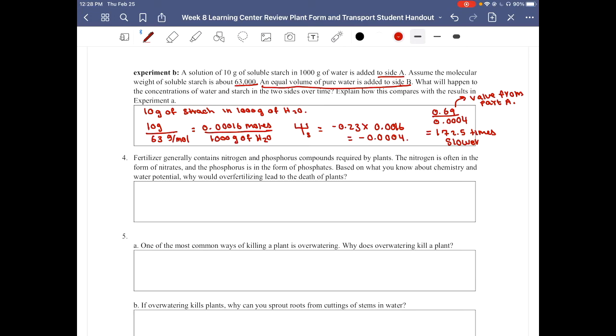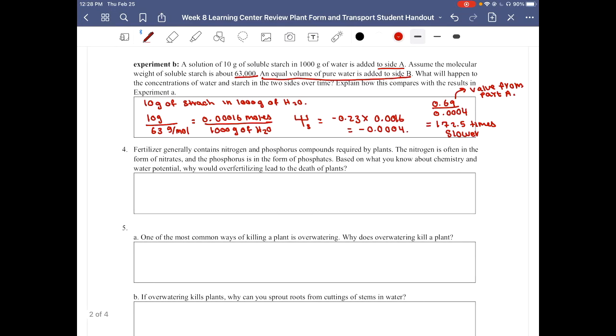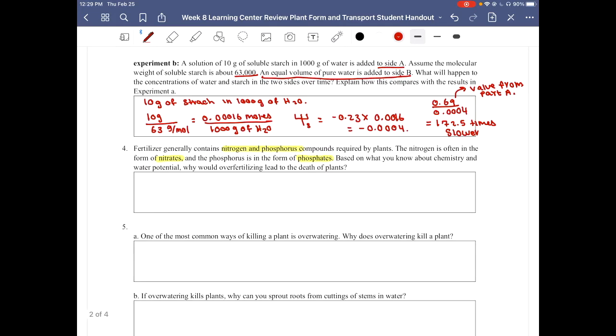So yeah, that's a great question. Okay, so next question, we're going to be looking at fertilizers. It says fertilizers generally contain nitrogen and phosphorus. And from the other sessions that we did, we know they're required for plants. The nitrogen is often in the form of nitrates, and the phosphorus is in the form of phosphates. So based on what we know about chemistry and water potential, why would over-fertilization lead to the death of plants? Think about what adding these things does to the water potential.